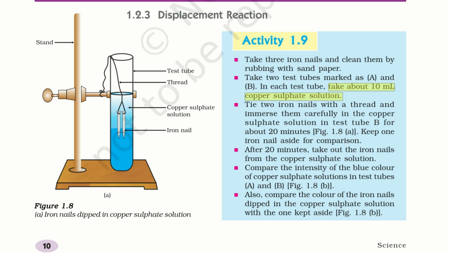Keep one nail aside for comparison. After 20 minutes, take out the iron nails from the copper sulfate solution. Compare the intensity of the blue color of the copper sulfate solution in the test tube A and B. Also compare the color of the iron nails dipped in the copper sulfate solution with the one kept aside.